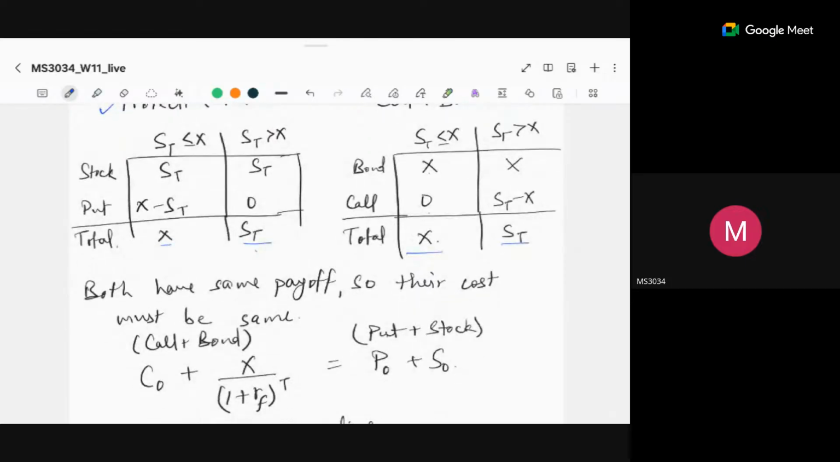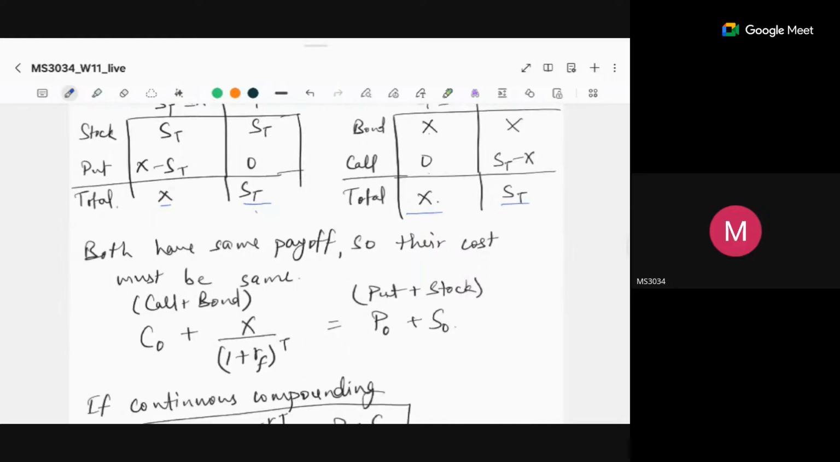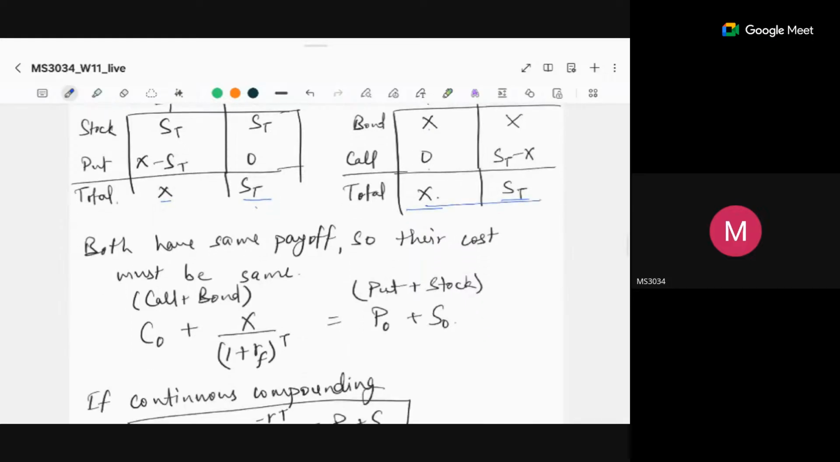So according to the no arbitrage theory, what should happen? If two portfolios have the same payoffs, then they should cost the same. If they do not cost the same, then there exists an arbitrage opportunity, and you will be able to earn free profit. So we do this analysis. The price of this portfolio is equal to the price of this portfolio.